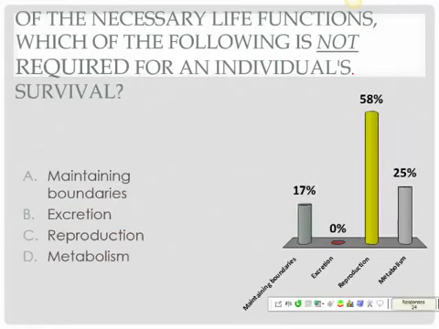Okay, well, half the class got it right. Reproduction. You don't need to maintain boundaries. You can't just be flowing all over the place, okay? You have to maintain boundaries. You have to metabolize, because when you take in nutrients, you have to metabolize them. Otherwise, if you do not break them down, you cannot make energy for your body. Reproduction is not essential for a living structure.